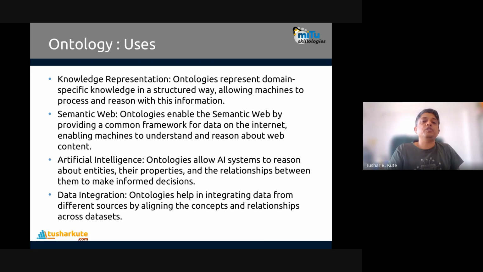The semantic web is also used. Whenever I have to understand the meaning of a word, that is called semantic understanding of the language. So there we use the semantic web language. In artificial intelligence also, ontology allows AI systems to reason about entities, their properties, and the relationships between them to make informed decisions. And for data integration also, we use this ontology language.